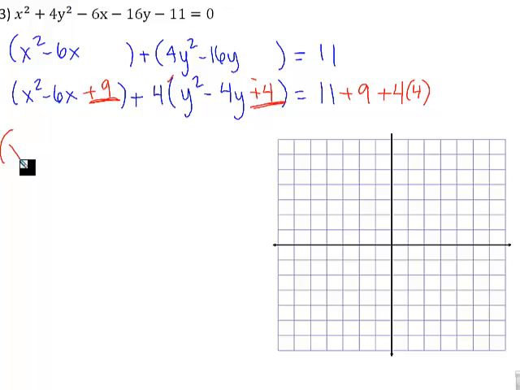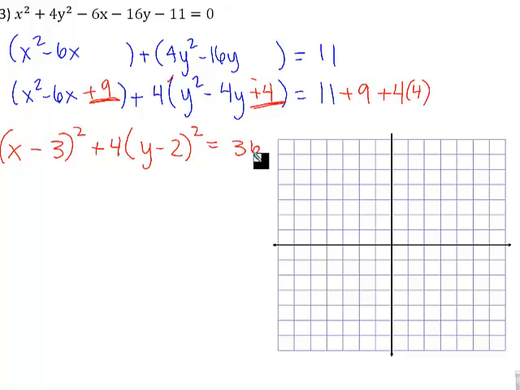So now we'll write what we have. We have x minus 3 squared plus 4 times y minus 2 squared is equal to 36. How did we get that? We got the 3 because this is x squared minus 6x plus 9. It would factor to x minus 3 times x minus 3, or x minus 3 squared.